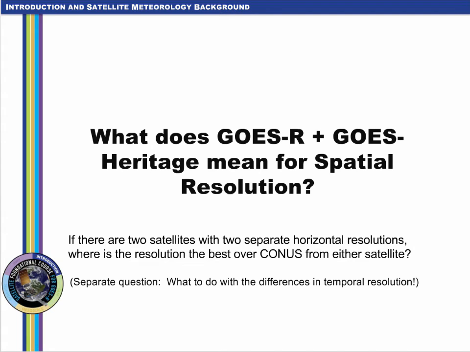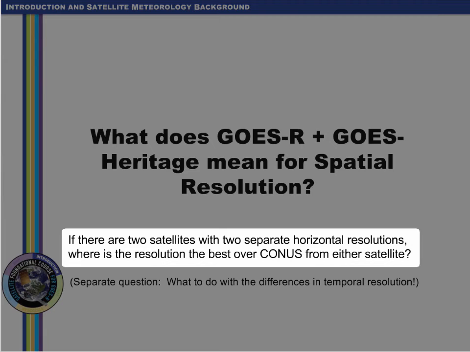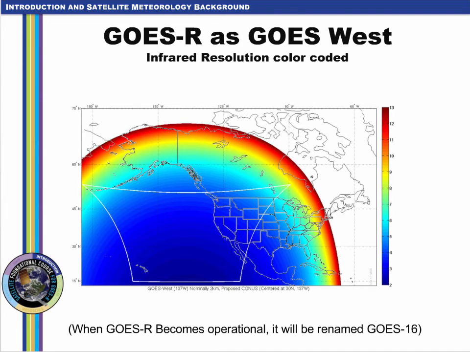GOES-R has better resolution in all ways than GOES 13, 14, or 15. Where does GOES-R supply better spatial resolution compared to operational Heritage GOES 13 or GOES 15? This color-shaded map shows approximate pixel sizes for GOES-R as GOES West. Included in the image is the CONUS projection to show the region scanned every 5 minutes. Note here how GOES 16, GOES West IR resolution, which is 2 kilometers at nadir, that is at the subsatellite point on the equator, degrades to around 6 kilometers over the western Great Lakes.